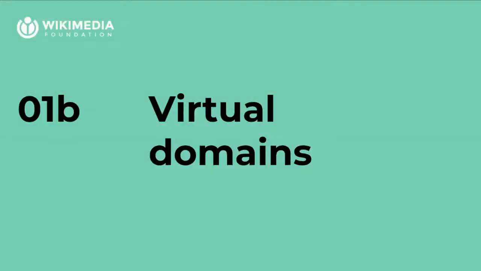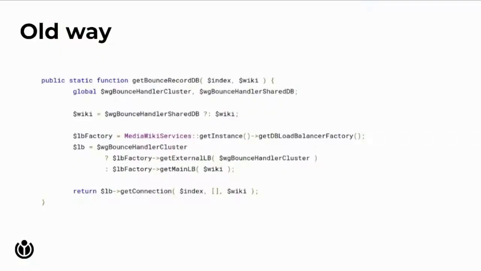The other thing that has been changing is something called virtual domains. I will get to what that even means right now. First of all, some extensions need to have a database or a table that is in an external cluster. It's in a shared database, shared table. The way that they do it is that they introduce two global configurations. One is the cluster, one is the shared DB name. And then they call the LB factory, and they use that cluster to figure out if they need to connect to the external LB or the main LB. And if it's there, you get the LB, and then through that, the domain, they actually figure out which database they should connect to.